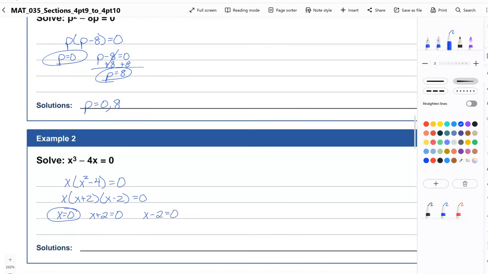We've got one answer, x equals 0. We're going to subtract 2 to get x equals negative 2. And then we're going to add 2 to get x is equal to positive 2. So this one has three answers: 0, negative 2, and positive 2.